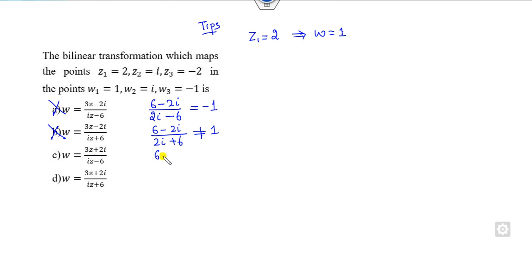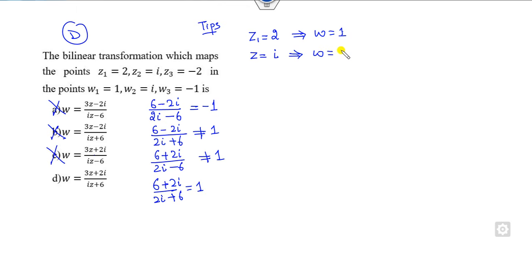Look at this option, it's 6 plus 2 iota over 2 iota minus 6, again, which is not equal to 1. This option is also cancelled. The right option is D. We can check it. 6 plus 2 iota over 2 iota plus 6, which is 1. If I check the second point, Z is iota, then omega must be iota. So if I substitute, here it is 3 iota plus 2 iota square plus 6. So 5 iota divided by 5 is again iota.